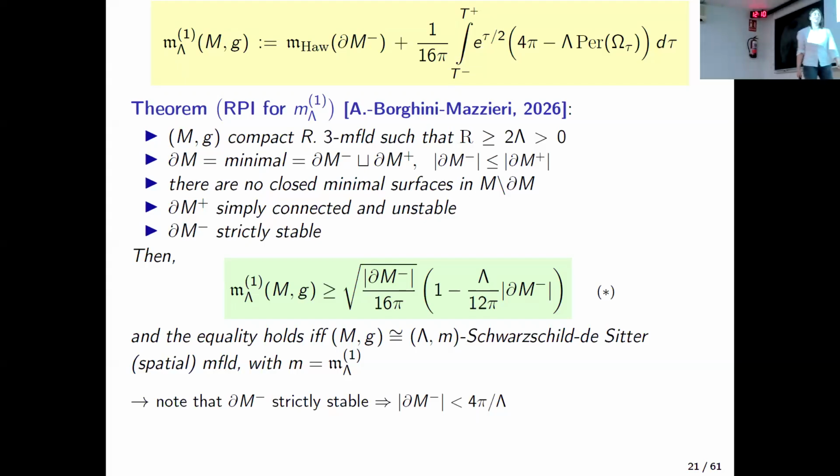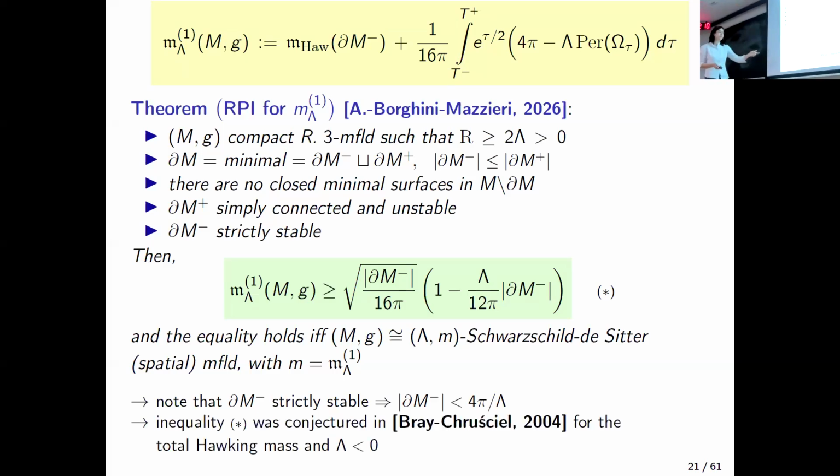Okay, this term here. And also let me say that this inequality was conjectured in this paper of Bray-Chrusciel of 2004. Actually, it was in the case lambda negative and for the total mass, because as I said in the beginning, a notion of mass in the context of lambda positive was not available yet. So this conjecture in the case lambda negative and for the total mass, which tells you exactly the same thing, is the only thing that was available in the literature.